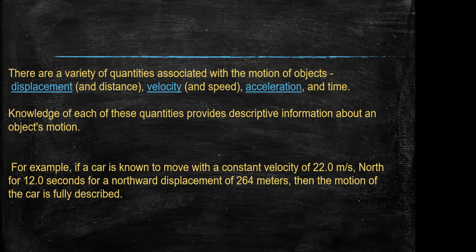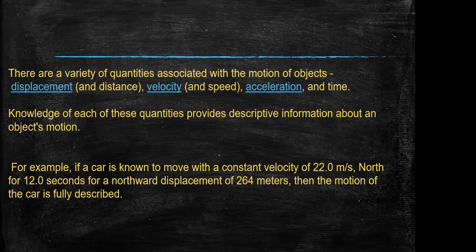By now there are four quantities associated with the motion of objects. We talk about distance, we talked about velocity and speed, we talk about acceleration and time. So we have four quantities. These four quantities, distance, time, acceleration, and velocity, can describe the motion of an object. So by knowing these quantities, you can describe the moving of an object.